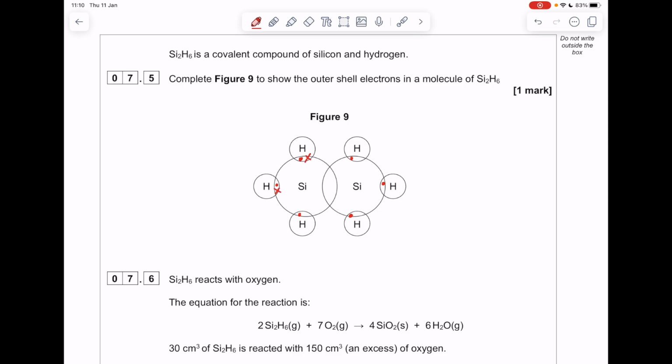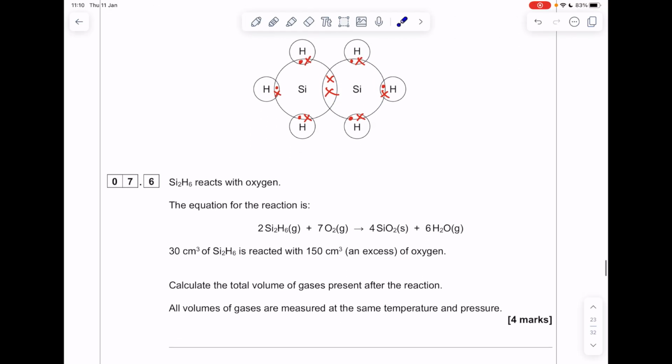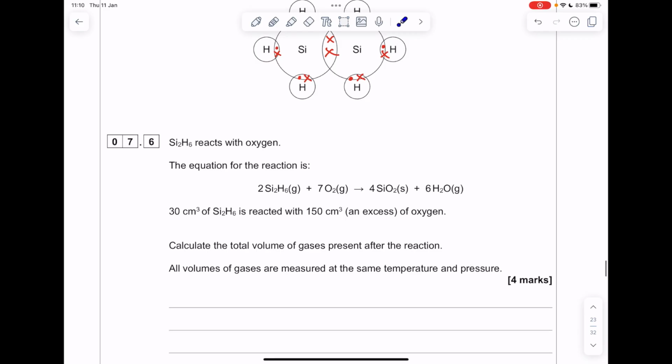1, 2, 3, 4. 1, 2, 3, 4. Just double check that they're both full. Hydrogen needs 2 electrons in its outer shell to be full. Silicon needs 8. Si2H6 reacts with oxygen. The equation is this. 30 centimeters cubed of Si2H6 is reacted with 150 centimeters cubed of oxygen.